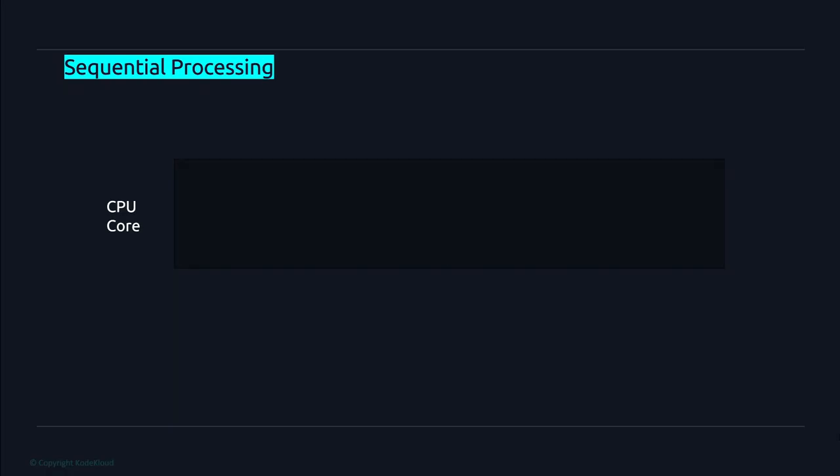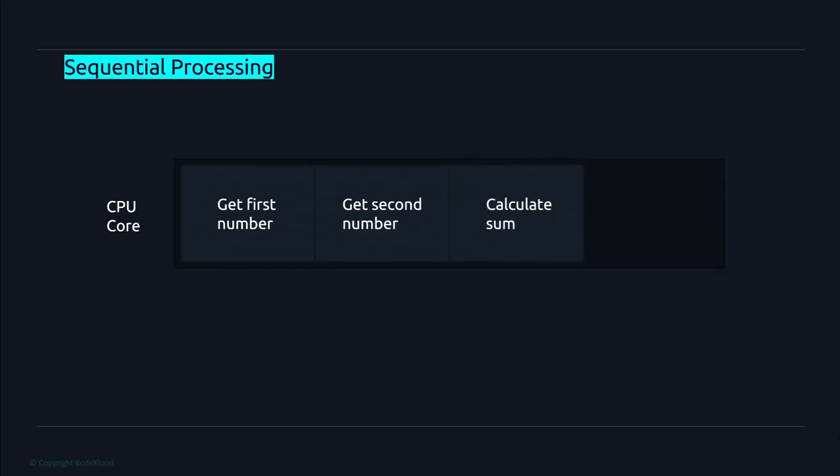For example, in a program that calculates the sum of two numbers, the first instruction would be to ask the user to input the first number. The second instruction would be to ask the user to input the second number. And the third instruction would simply calculate the sum. Once we have the sum, the fourth instruction would be executed, which is to return the sum of the two numbers.